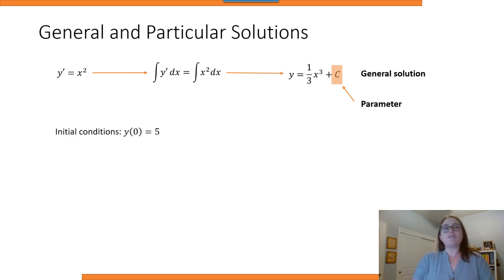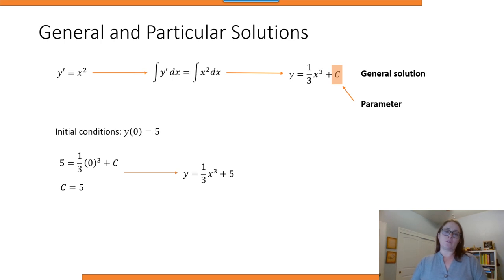So for example, what if I knew that y of 0 equaled 5? Well, suddenly I have some values that I could plug into my general solution that would allow me to solve for that parameter, that constant of integration c. So I'm going to do that here to get a particular solution. If y of 0 equals 5, then that means that x is 0 and y is 5. So I plug that into my general solution, and let's do a little simplifying, and I get that that constant c is equal to 5. So now I have a particular solution, y equals 1/3 x cubed plus 5, in addition to that general solution.